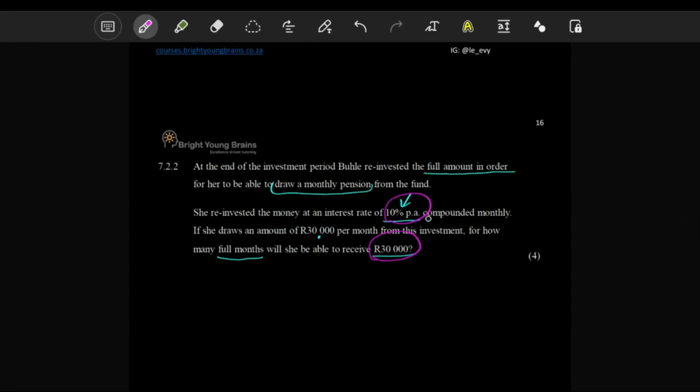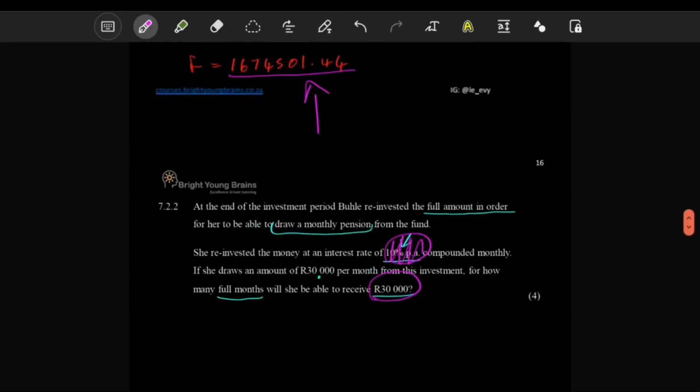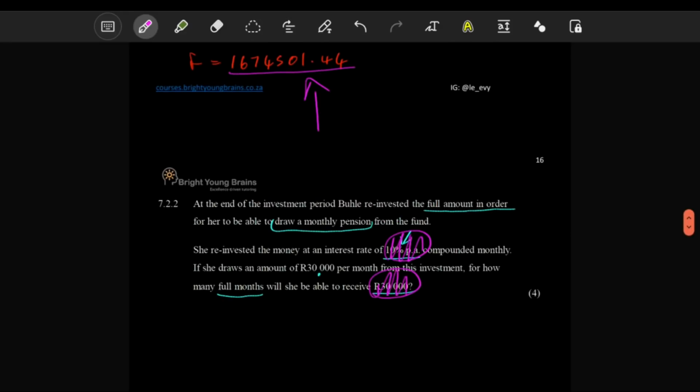That money that is accumulating in value is getting less and less because she's taking money every month. So that same scenario is almost like when a person takes out a loan, and the loan is growing at this rate, and then that loan is being paid off at this rate. That's the analogy here in this question.